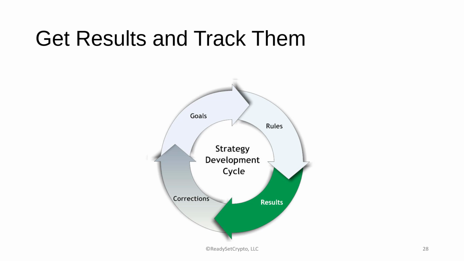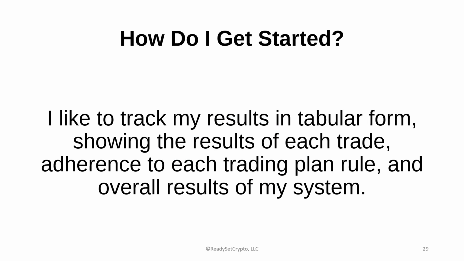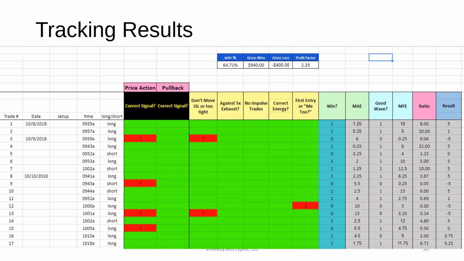You've got to keep track of the losers too, because the losers are a gold mine for information on what not to do next. So I like to track my results in tabular form, showing the results of each trade, adherence to each trading plan rule, and overall results of my system. This is an example spreadsheet.